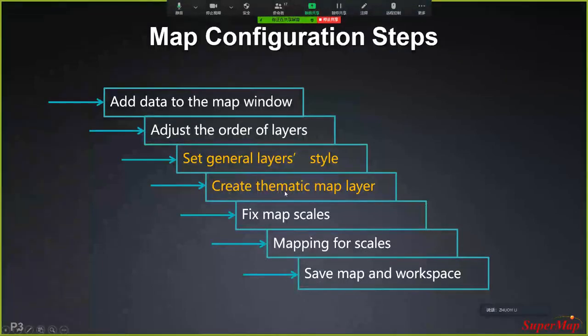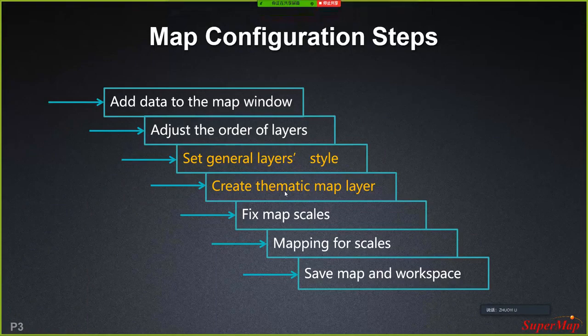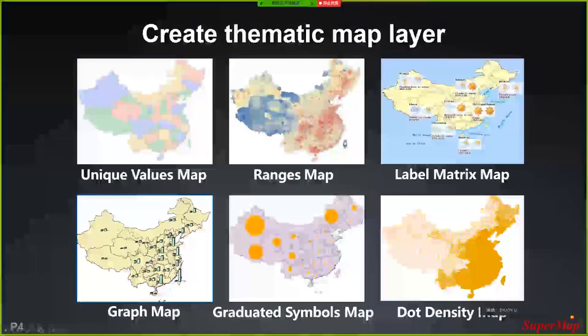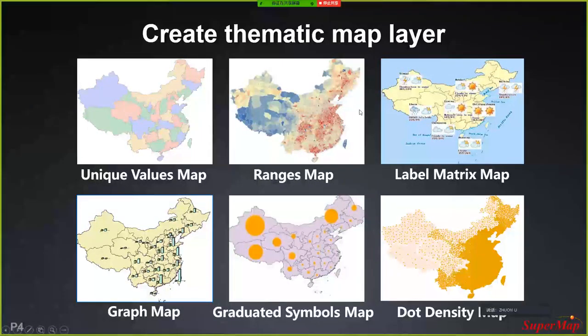Next, we will introduce in this class: set general layer style and create the semantic map layers. Then we should do something to make our map layer best, so we should fix map scales. And the last step is to save the map and workspace. That's the semantic maps that we can do.